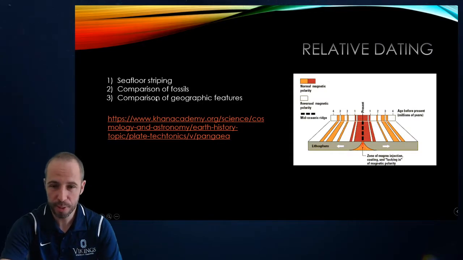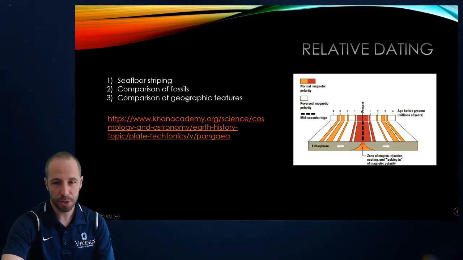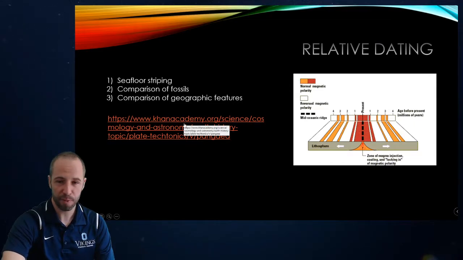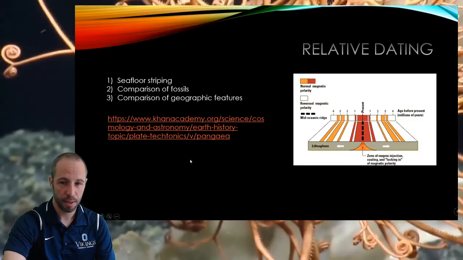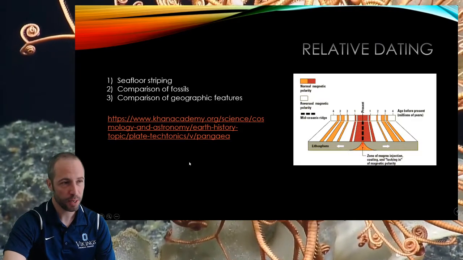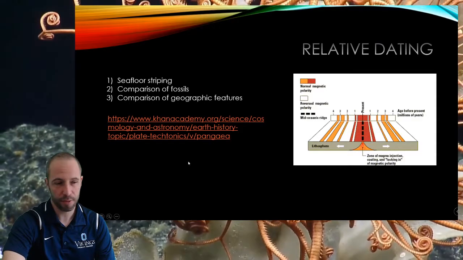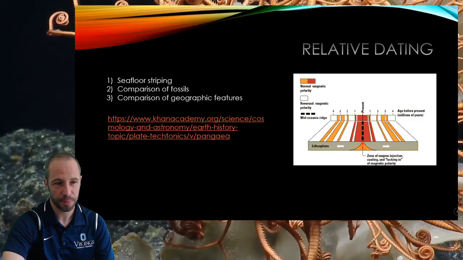One other thing we can do is look at geographic features. I want you to pop over and watch this Khan Academy video. It's just a quick recap of Pangaea, which is one of the supercontinents. It's the most recent one that we know about. You can see how things fit together. You can do a climate analysis. You can even look at the shape of the coastlines and stuff like that.